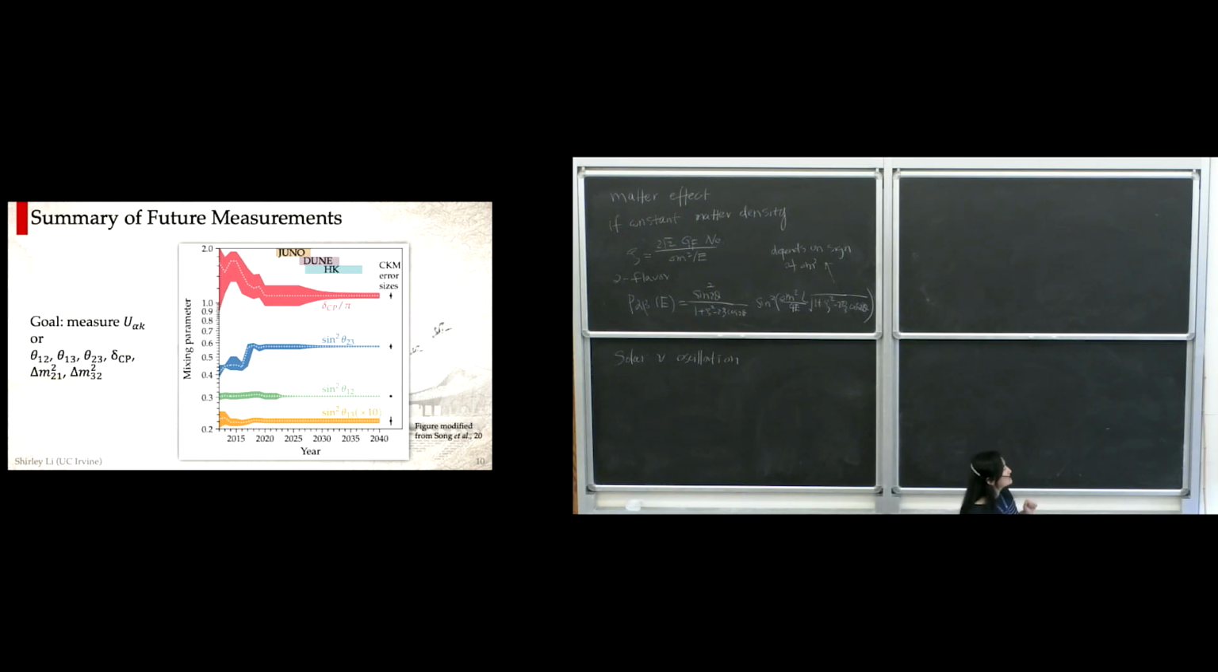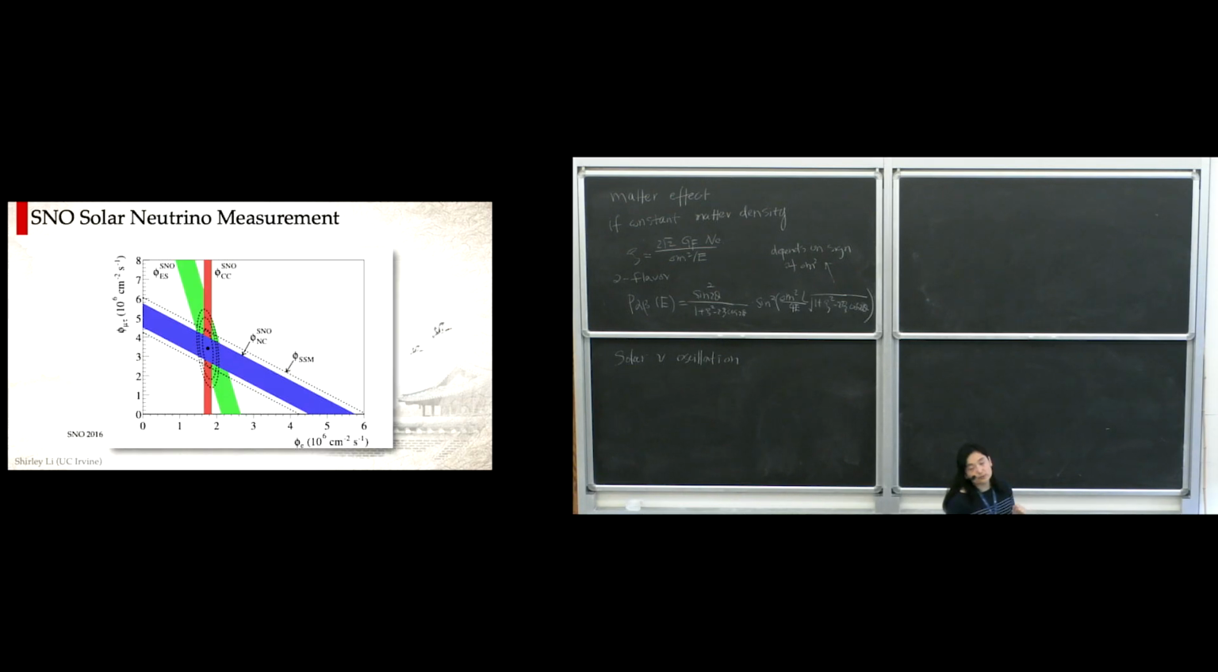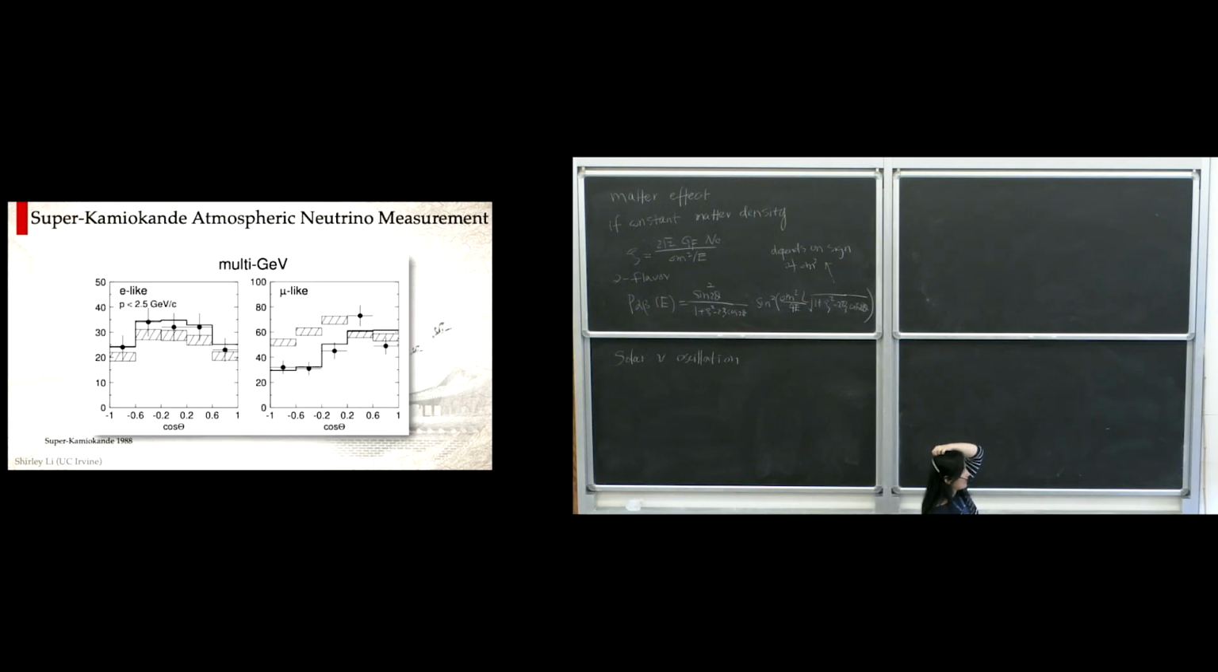What I wanted to show is the figure that we talked about in the morning, but I just want you to see these color schemes. This is the famous SNO measurement that has pinned down the solar neutrino fluxes. It's quite famous and always uses this color scheme. And this is the atmospheric measurement from Super-K. Again, they always separate their samples, like e-like, which is supposed to be nu e.